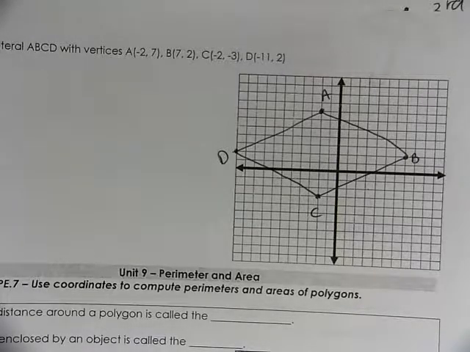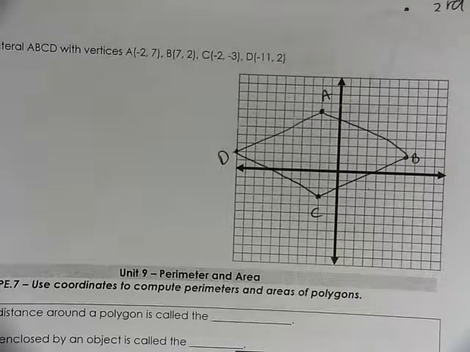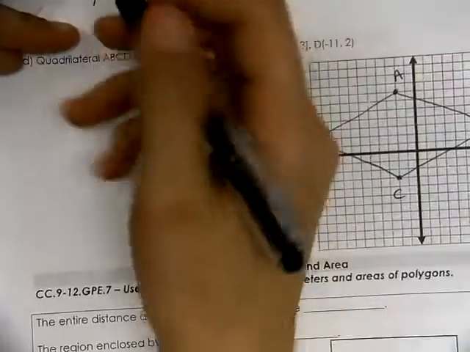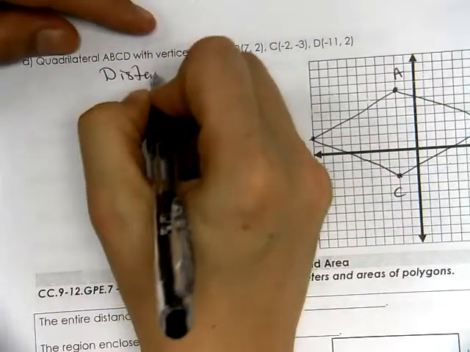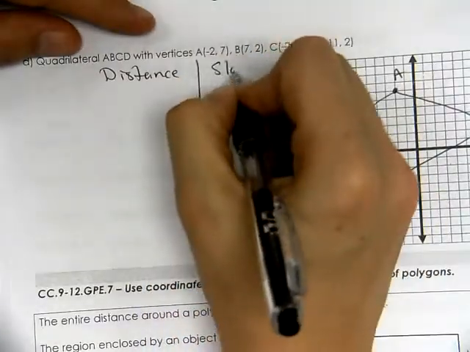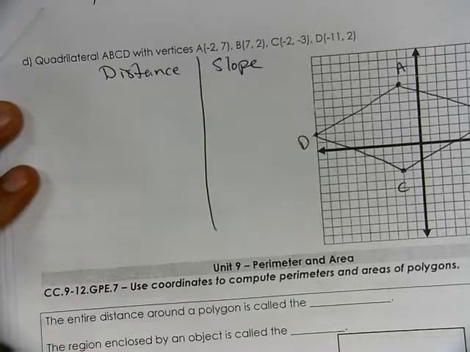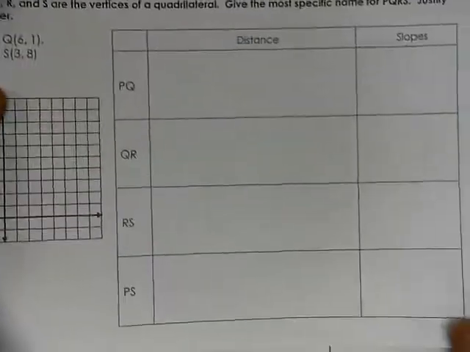What does that shape look like? Somebody first hour said a diamond. I said a diamond is really like a rhombus. It doesn't look like it has right angles. Okay, well let's figure it out. So, again, distance and slope. And like I said on your homework and on the quiz, let me show you what the table looks like. The table will be there. You just got to fill it in.